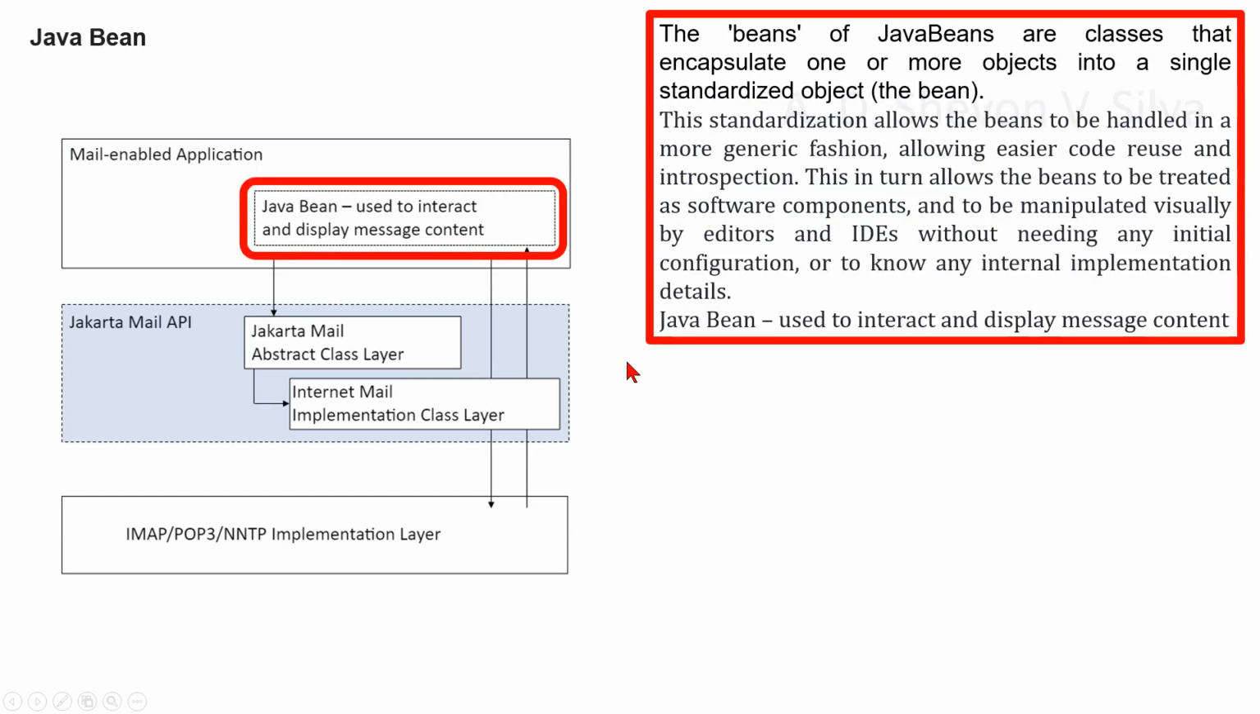Now we are focusing on Java Bean used to interact and display message content. The beans of Java Beans are classes that encapsulate one or more objects into a single standardized object, the bean. This standardization allows the beans to be handled in a more generic fashion, allowing easier code reuse and introspection.